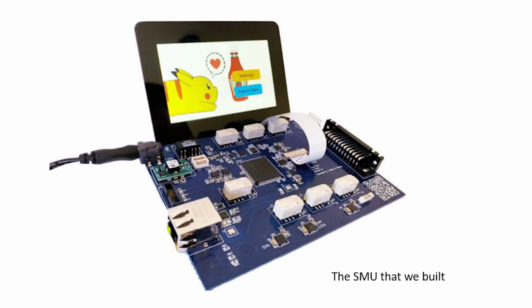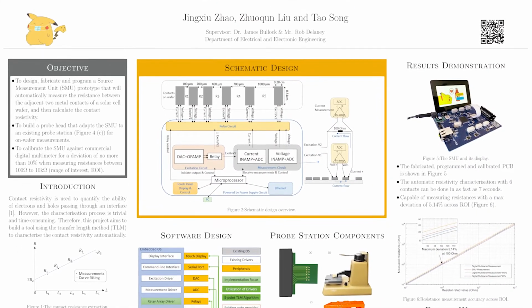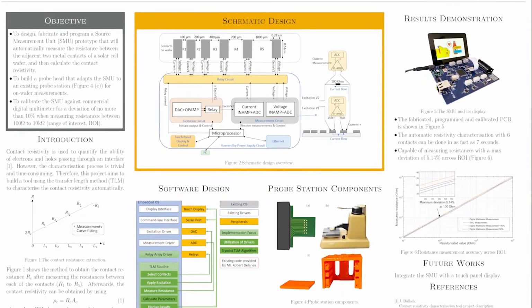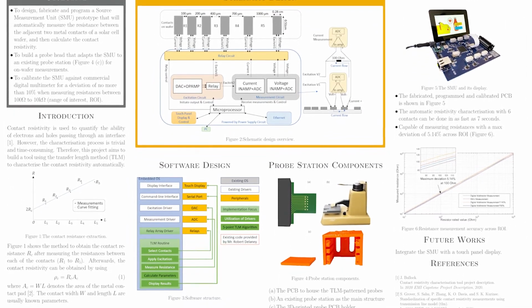So our target is to build a source measurement unit, aka SMU, to automate this process. The goal is to make the SMU have a measurement deviation of less than 10% compared to the commercial digital multimeter. Our range of interest will be from 100 ohms to 10k ohms, and the project will scope from schematic design to the embedded development and PCB fabrication as well as the testing.